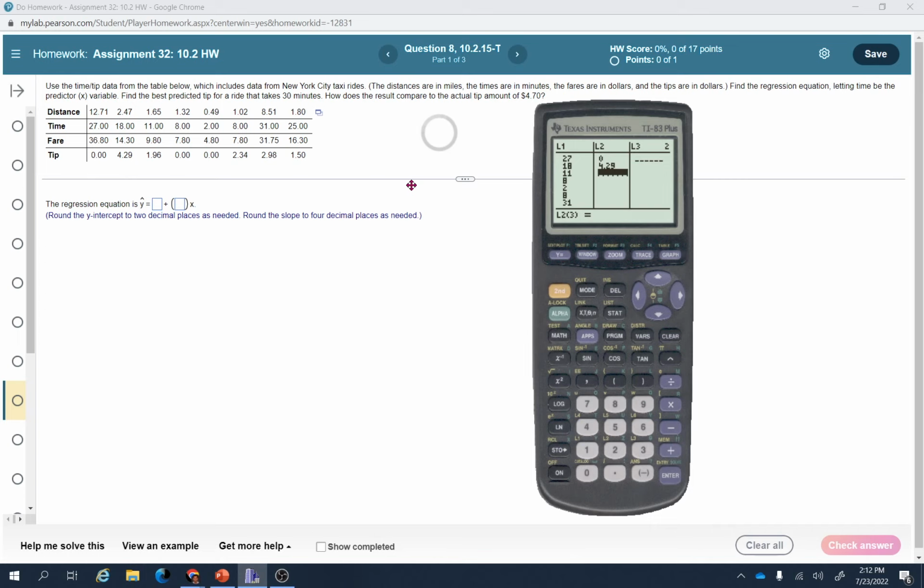So we're just going to use this actual data. For 11, the value is 1.96. For 8, it's 0. For 2, it's again 0. For the other 8, it's 2.34. That's the tip. For 31, it's 2.98. And for 25, it's 1.5. Okay, so this is the data.